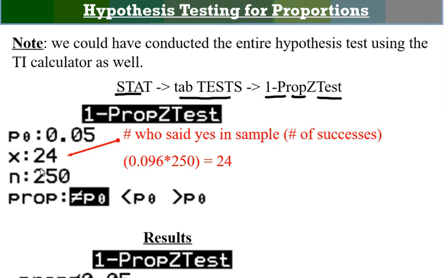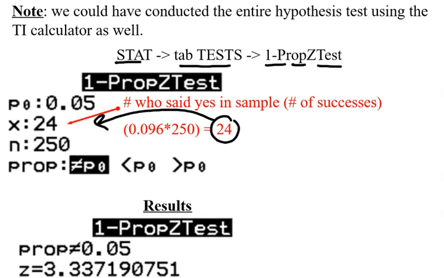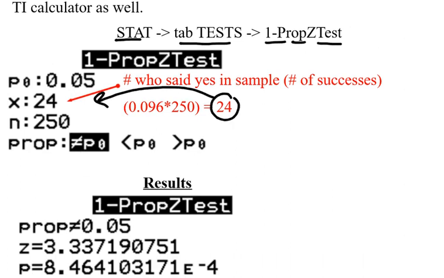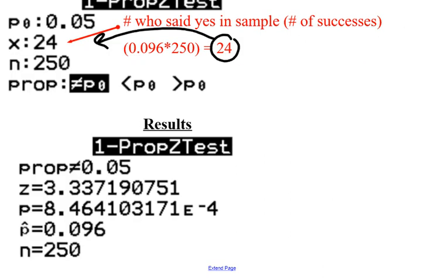Sometimes you might have to calculate that. We said it was 9.6%, and there were 250 people sampled, so it'd be 0.096 times 250. That would be equal to 24. That is the number that has to go in for X. N was equal to 250. We were doing a not equal to, so the two-tailed test. And there's the p-value, again, 0.0008, so very strong evidence, actually.